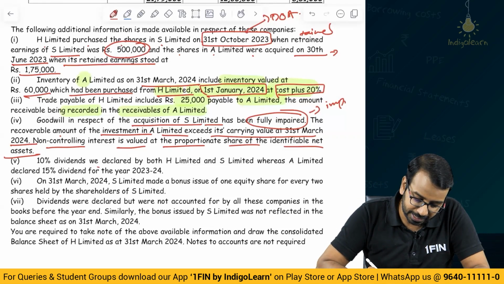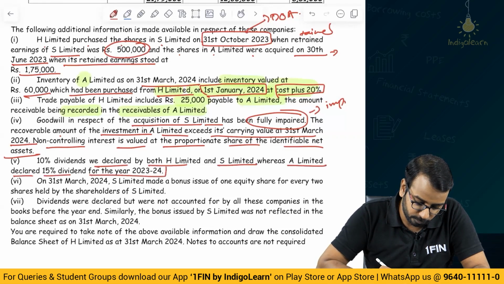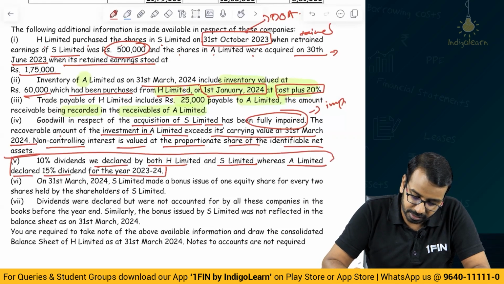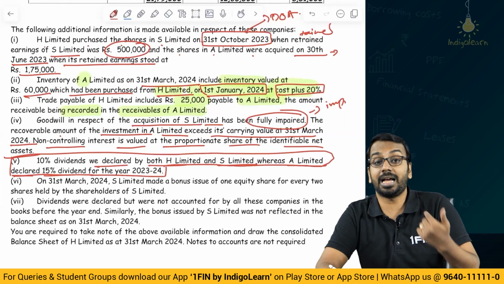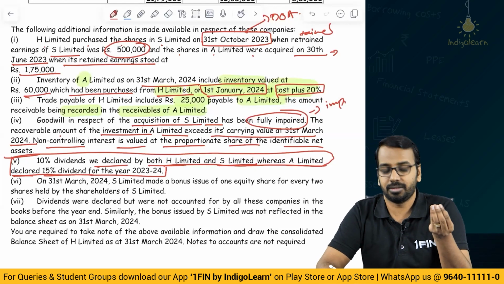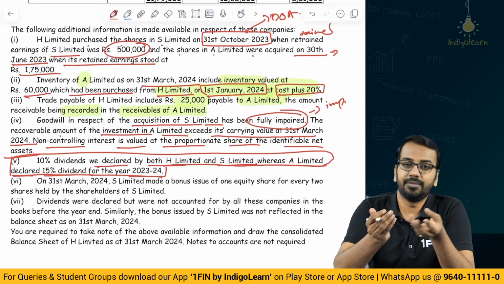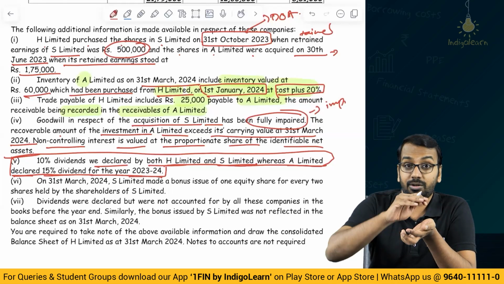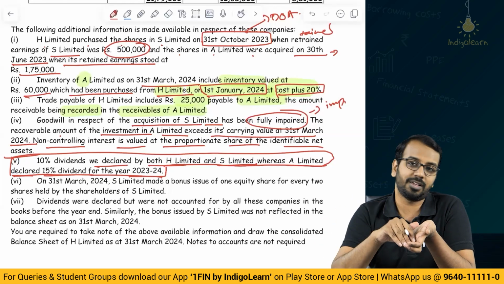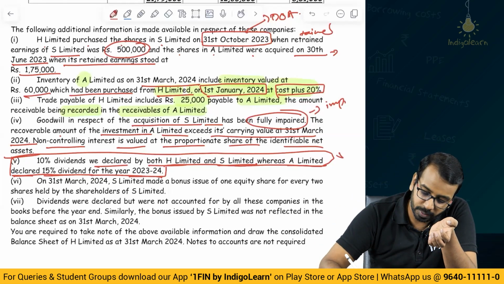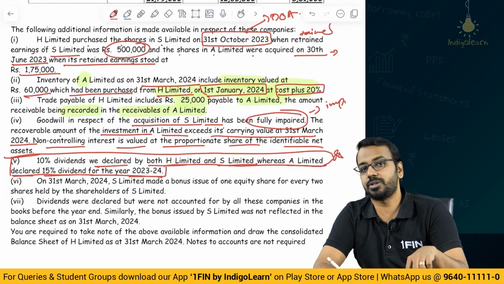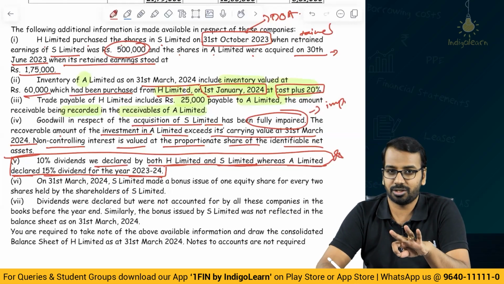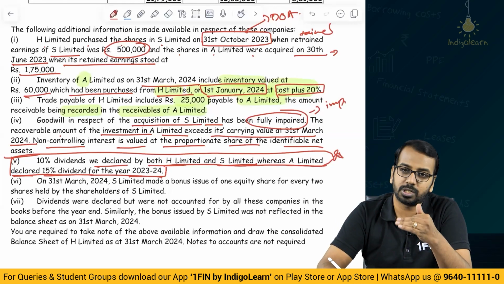10% dividends were declared by both H Limited and S Limited, whereas A Limited declared 15% dividend for the year 23-24. Now, here this is an exam question. There is lack of clarity as to when did they declare. See, when you say 23-24, if it is an interim declared dividend, then you would have declared and paid. If it is a final dividend, it would have happened in the subsequent financial year, not in the same financial year. So, here we have to make some assumption, and even in the institute suggested answers, they have given 3 suggestions or 3 treatments, and you could choose any one of these.